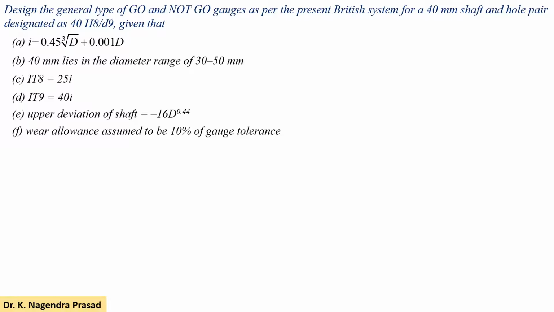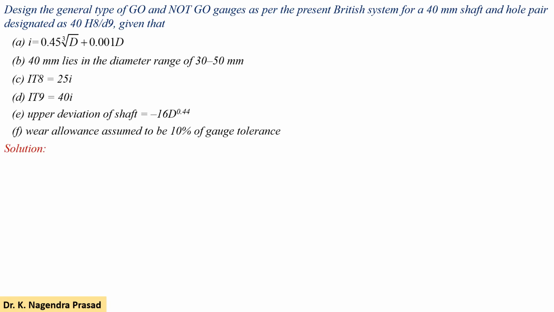The pair is designated as 40 H8 d9, and the given information is: i equals 0.45 times the cube root of D plus 0.001 times D, and the basic size 40 mm lies in the diameter range of 30 to 50 mm. IT8 equals 25i, IT9 equals 40i, and the upper deviation of the shaft equals minus 16 times D to the power 0.44. Moreover, it is given that the wear allowance is assumed to be 10% of the gauge tolerance.